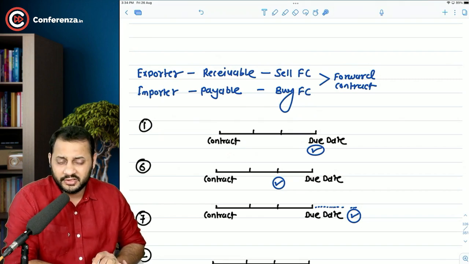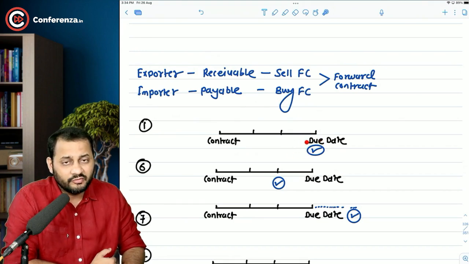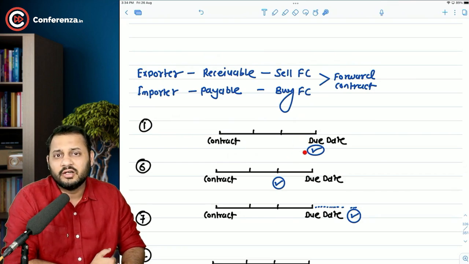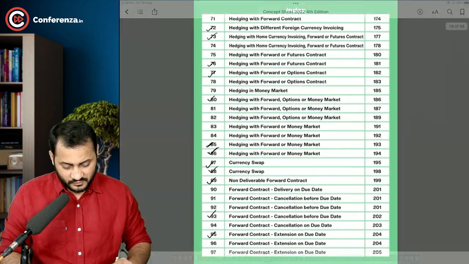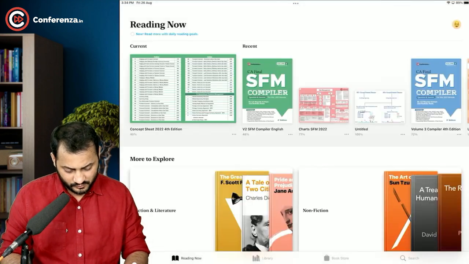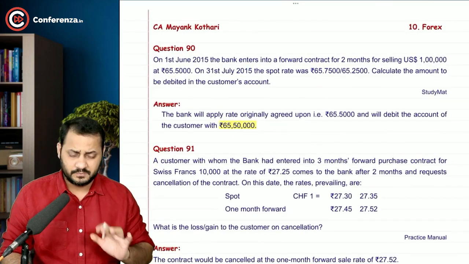What will happen on that date? You are doing exactly as you promised. So the number of foreign currency units multiplied by the rate will be your cash inflow and outflow. That's the first question for us. Have a look. We will go step by step, every situation.